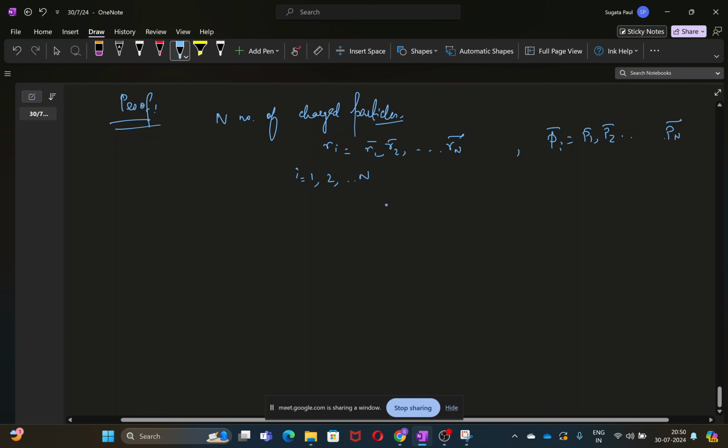Okay. So now, if this is the case, then what will be the energy of such a system of n charged particles? So the energy E as a function of Ri and Pi for all the particles, so we use the index. This is the energy for the n particle system.